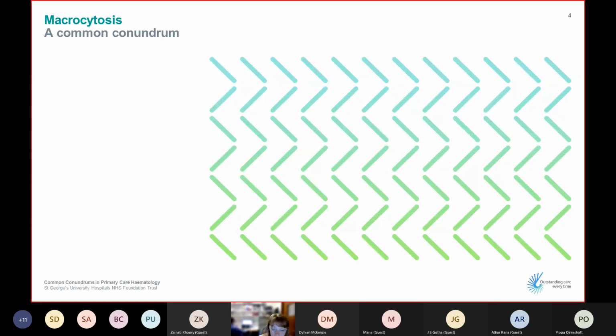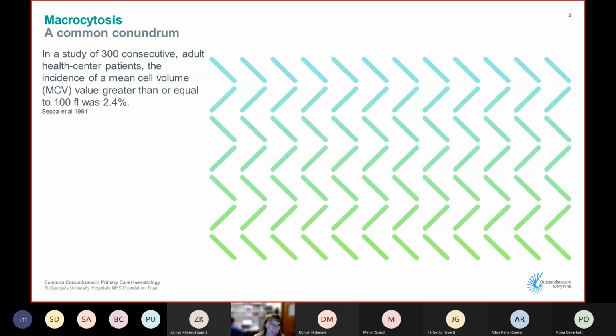Macrocytosis is a very common conundrum. A study done back in 1991, so quite an old study now, of 300 consecutive adult health centre patients showed that the incidence of macrocytosis, a mean cell volume above 100, was 2.4%. So it's pretty common.